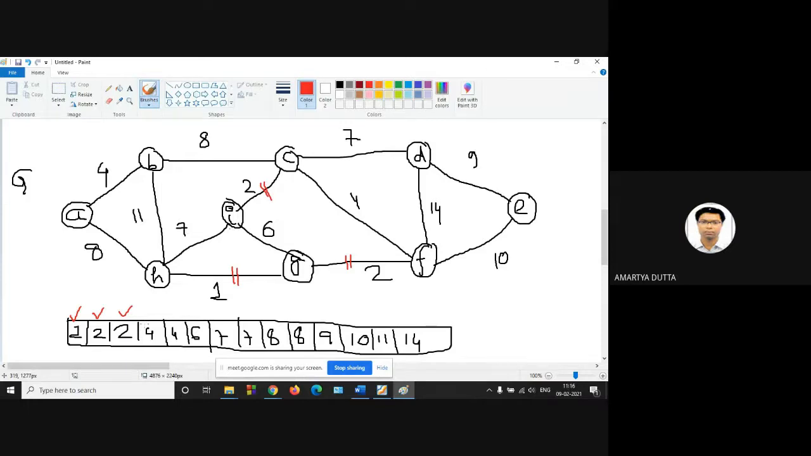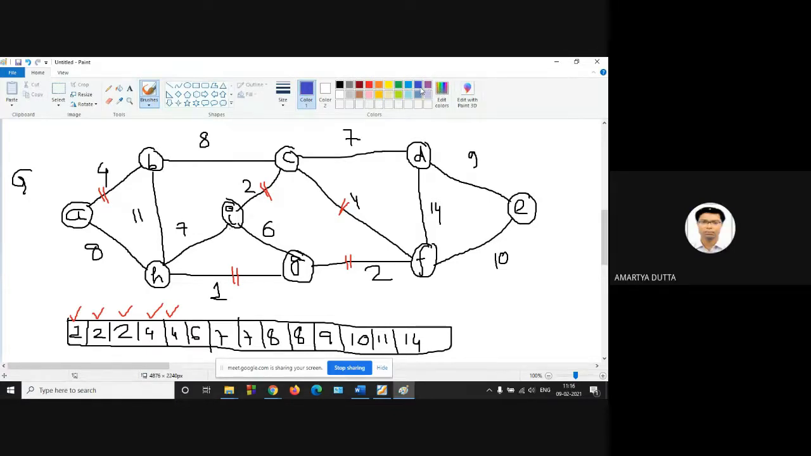Next 4. Which 4 should I take? A to B. Okay, A to B. You can also take C to F. Next 4, C to F. If you have two edges of the same weight, the tie can be broken arbitrarily. Okay, C to F complete. Next 6.